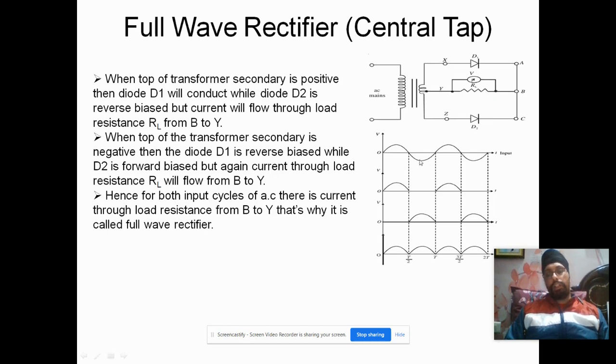Similarly, during the negative half cycle of the input signal, the diode D2 will be forward biased, D1 will be reverse biased, but again the current will be flowing through this load resistance RL from B to Y. It means in both half cycles, this is the positive half cycle, this is the negative. In the positive half cycle current will be due to D1, D2 will not conduct. In the negative cycle current will come through D2.